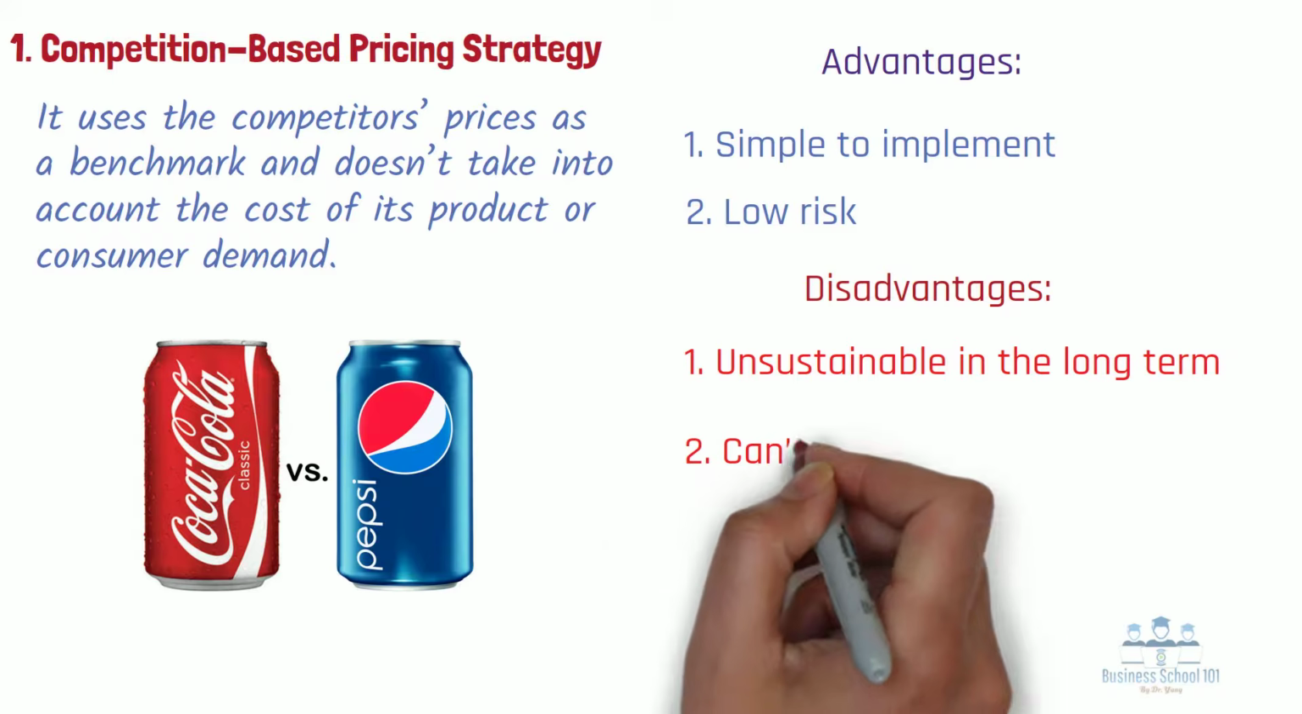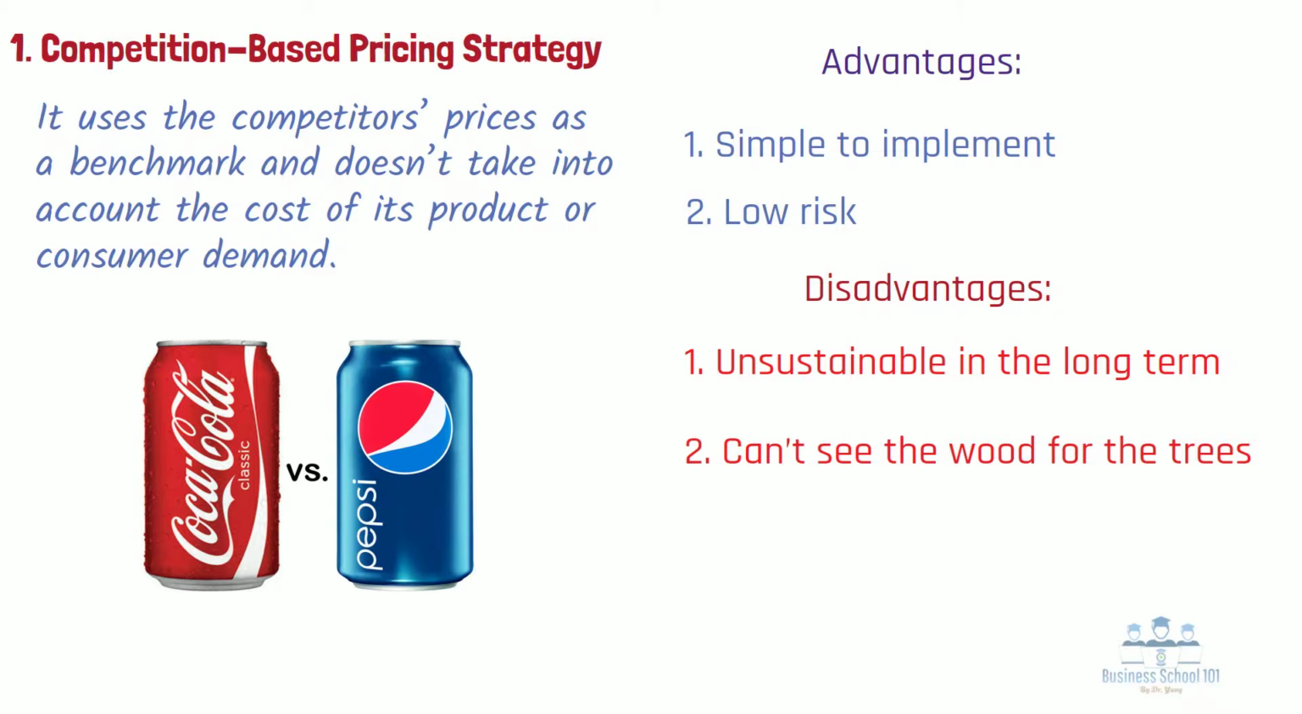Number 2. Can't see the wood for the trees. When you're implementing a competitor-based pricing model, you'll be missing out on details that your competitors might have. Because if they went wrong, you go wrong as well. This might take a hit on your profits and revenues in the future.